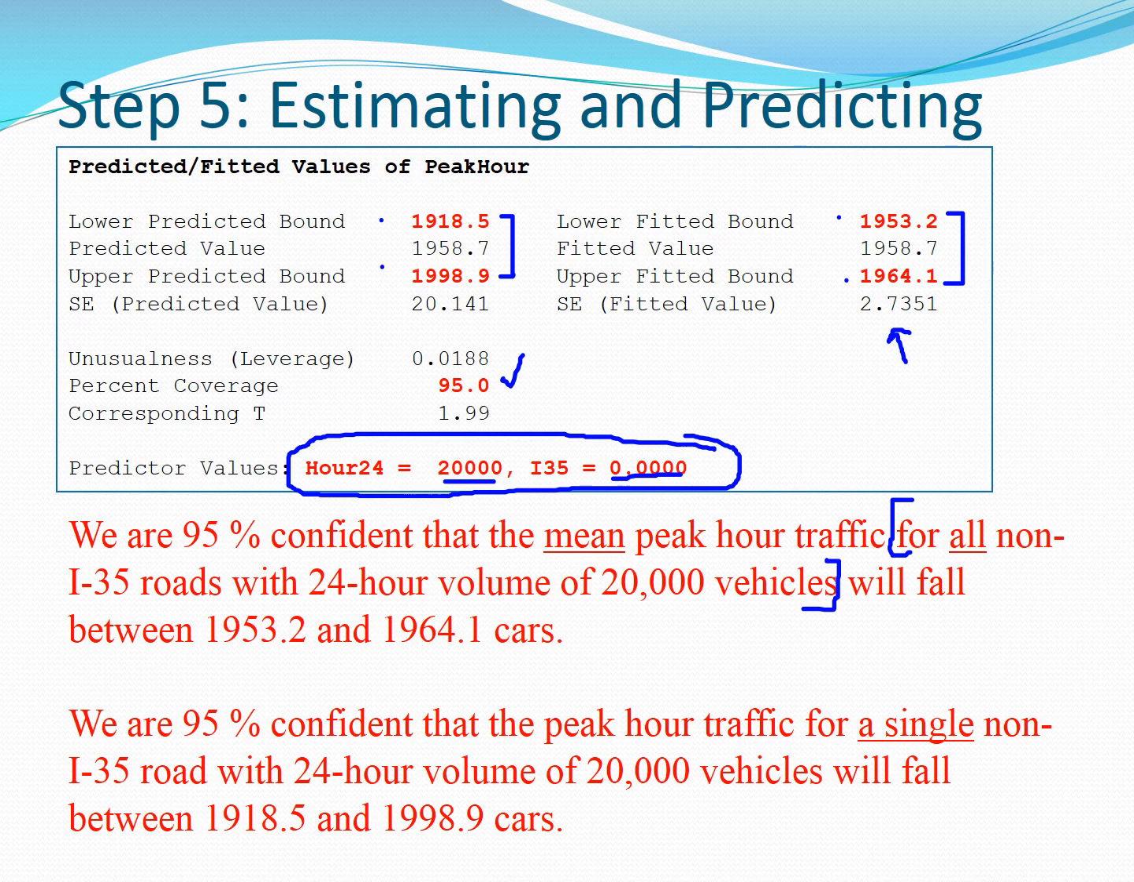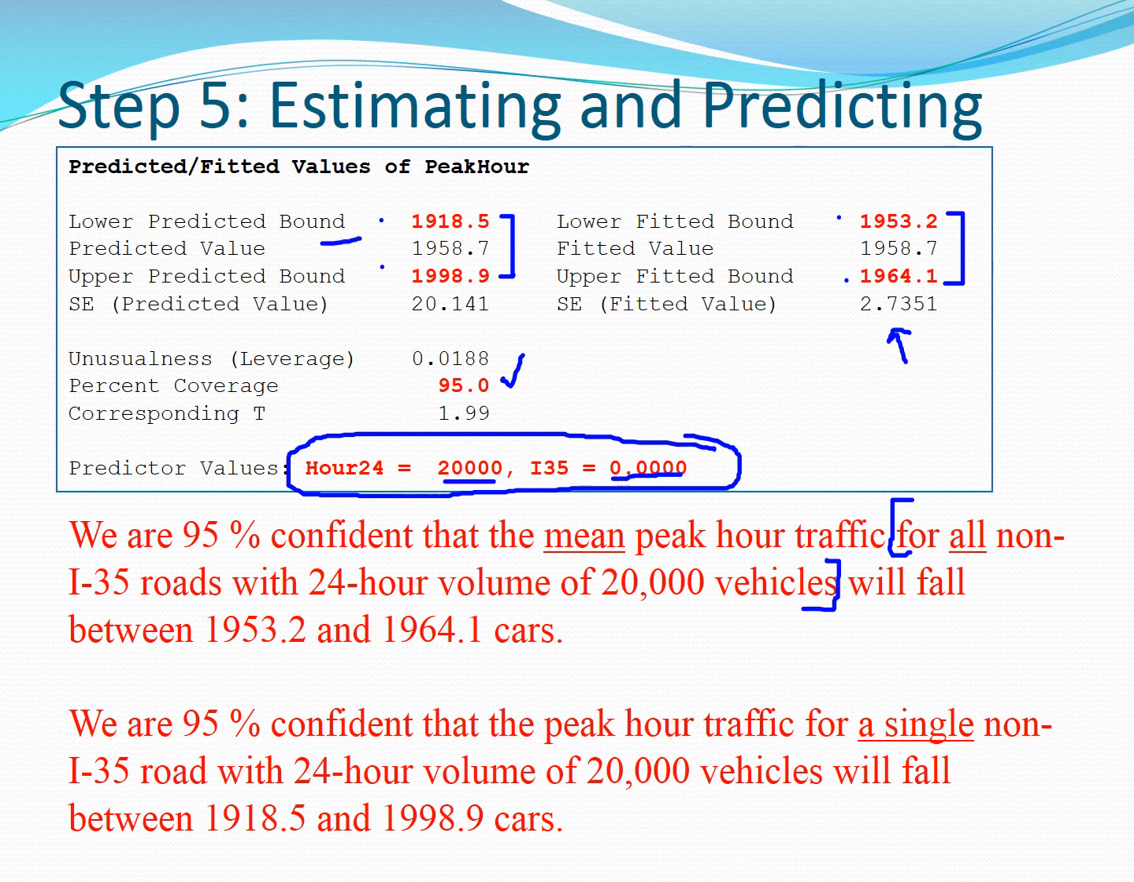Remember in our simple linear regression, we predicted the price of an automobile that had 35,000 miles, or we predicted the price of a house that has 2,500 square feet. We specified the value of X that we were working with. Now we have to specify the values of the X's. Depends what your model is how many X's are going to be there, but you've got to state it. We are 95% confident that the mean peak hour traffic for all non-I-35 roads with 24-hour volume of 20,000 vehicles will fall between 1953.2 and 1964.1.